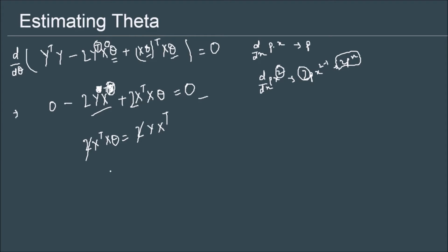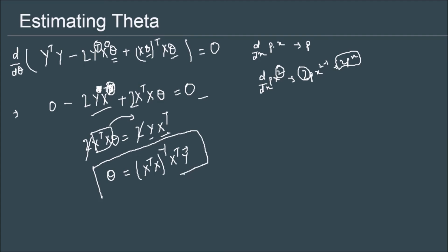And now I can write theta equal to, so if I take this quantity x transpose x and I try to move it over to the other side of the equation, I will have to write x transpose x inverse. And then the rest of the quantities can stay as is, x transpose y. Okay, so this is what we were looking for.